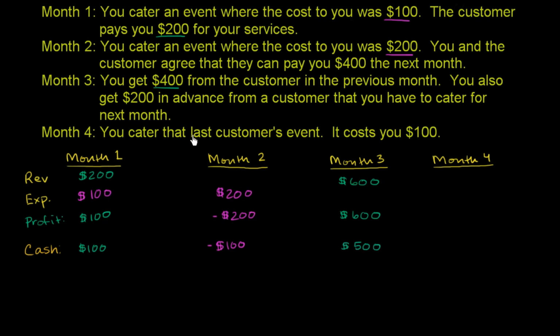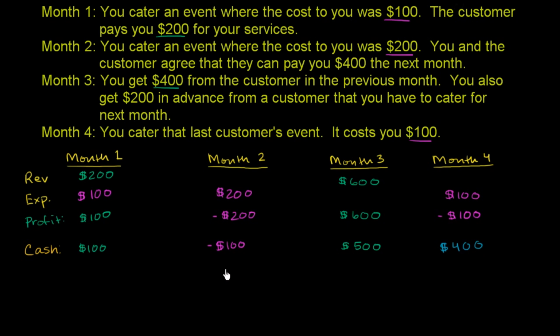Now, month four, you cater the last customer's event. It costs you $100. So once again, you just have to spend, I want to do that in magenta, the $100 in month four to cater the actual event, but you got no revenue in that month. So it looks like you took a loss, negative $100, and then your cash balance will go down to $400.